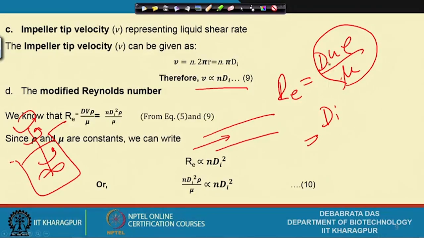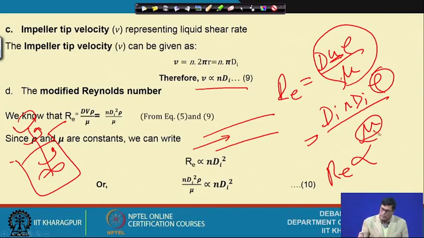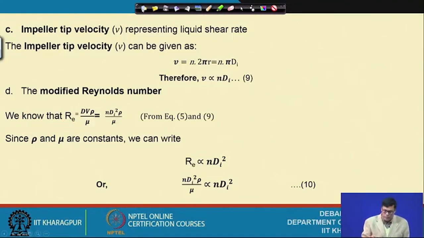Now, this is equal to di, and what is the tip velocity of the impeller? The velocity, we have already found out, is N into DI, and this is rho by mu. So I can write Re is proportional to, since these are constant for a particular liquid, mu is the viscosity and rho is the density, N DI square. This is exactly what we have written here. So the Reynolds number is proportional to N DI square.